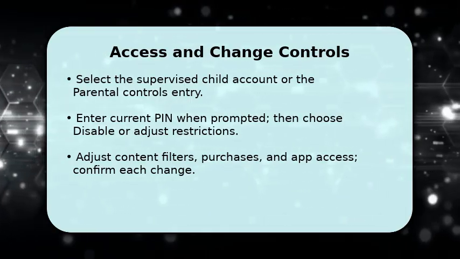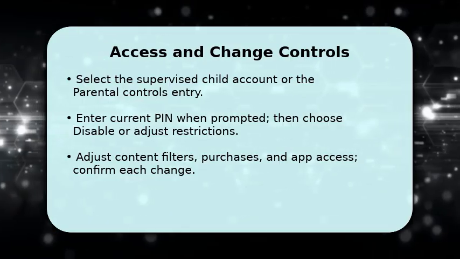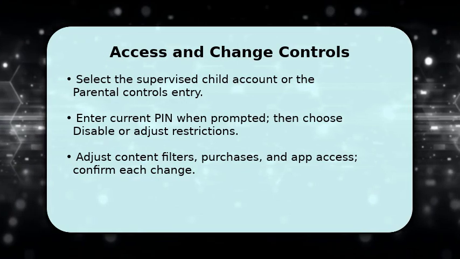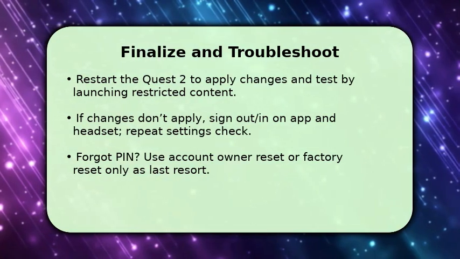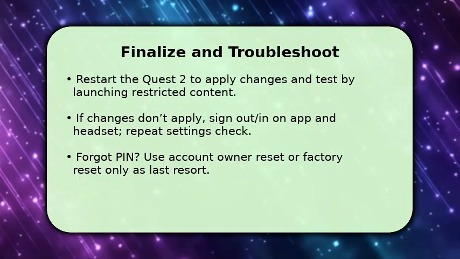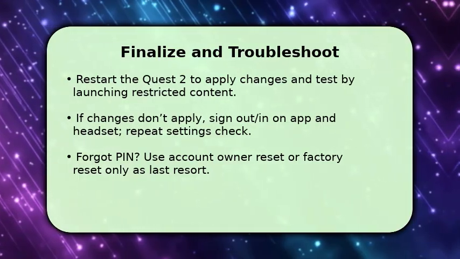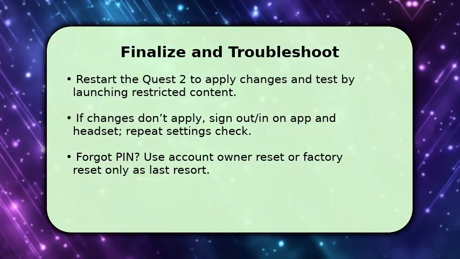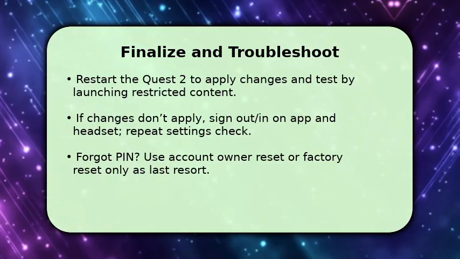If you want to keep some controls, change only specific toggles, rather than disabling every one. After saving changes, restart your Quest 2 to ensure the headset receives updated permissions, then test by launching previously restricted content. If settings don't update, sign out of the Meta app and headset, wait a minute, sign back in, and reapply the changes. Syncing can fail temporarily.